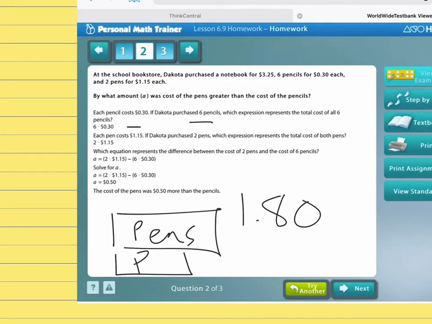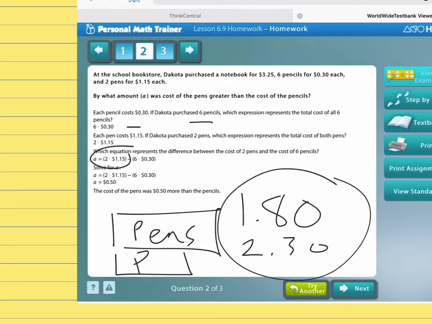So you compare that to the cost of the pens, which is 2 times $1.15, which will be $2.30. So you compare those two, subtract them, and you get a total difference of 50 cents. That costs more for the pens than it did for the pencils.